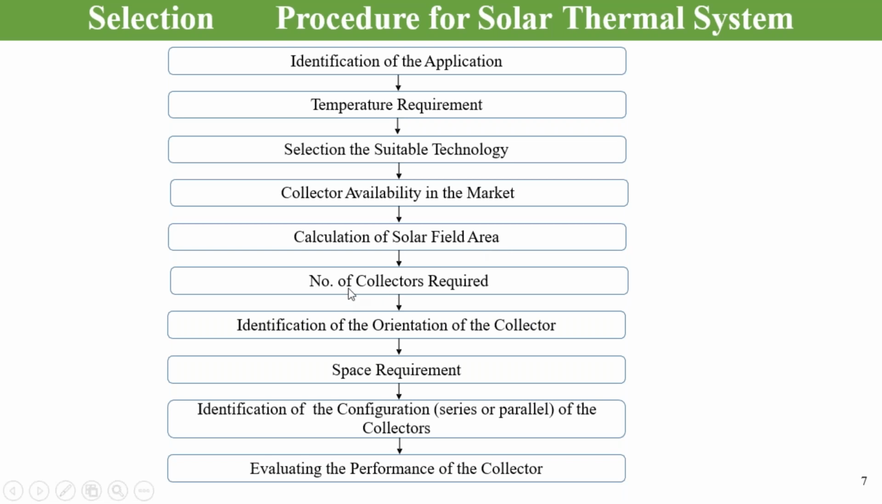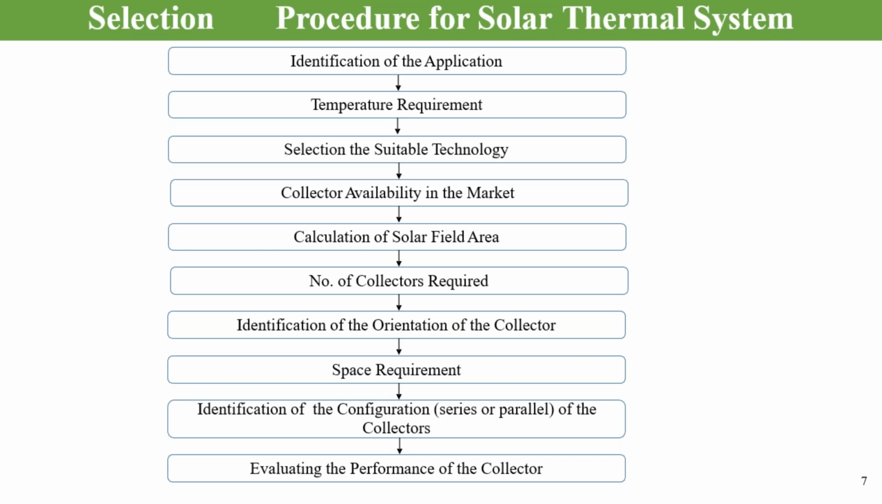Now again, how many collectors are required? Suppose we have this temperature, then what is the capacity and what is the rate? We have to think about this. For this, we have to determine the number of collectors required. Now again, the identification of the orientation of the collector. As we all know, a solar thermal system depends on the location.